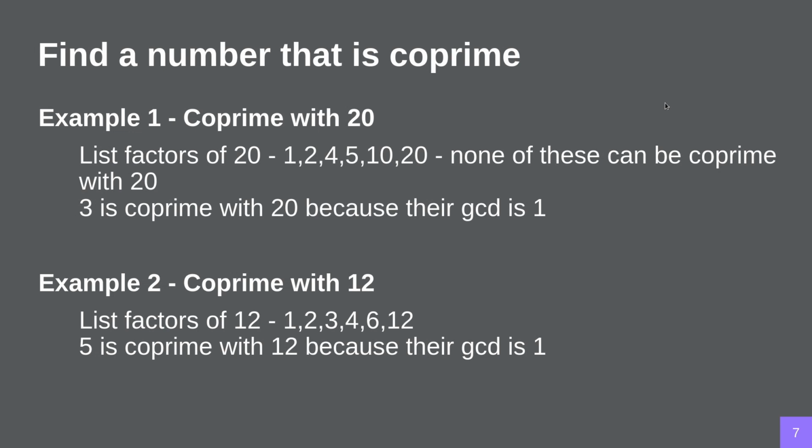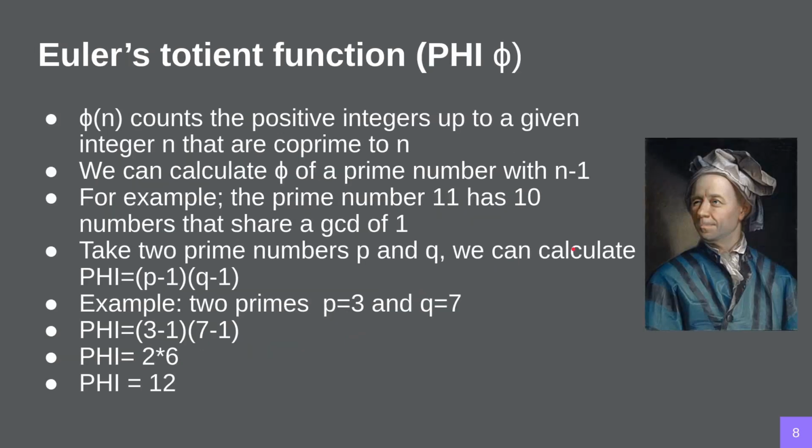It's easy to find a number that's co-prime, and I'm going to show you a website where you can list the factors of a number quite easily. You just list out the factors, and if they don't share any common factors, then they're co-prime. So here we go. 20 has all these factors here: 1, 2, 4, 5, 10, 20. Now none of these are co-prime with 20. 3 is though, because 3 isn't a factor. Their GCD is 1. Same with 12: 5 is co-prime with 12.